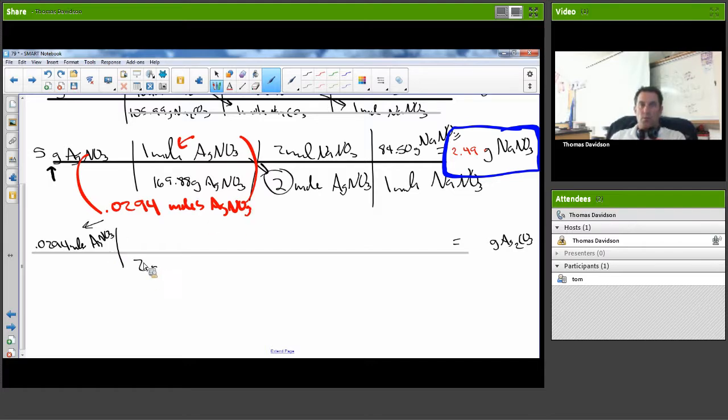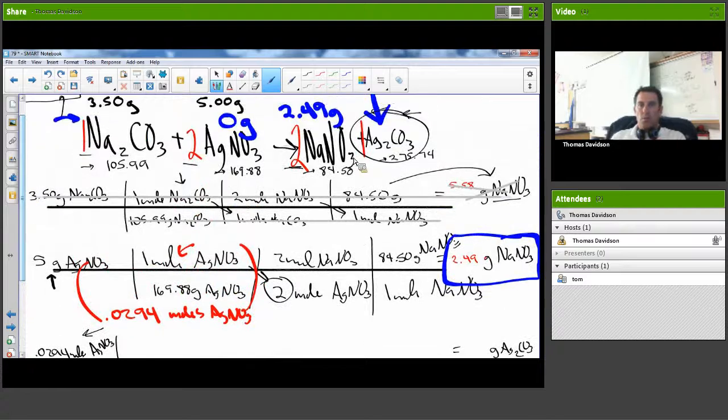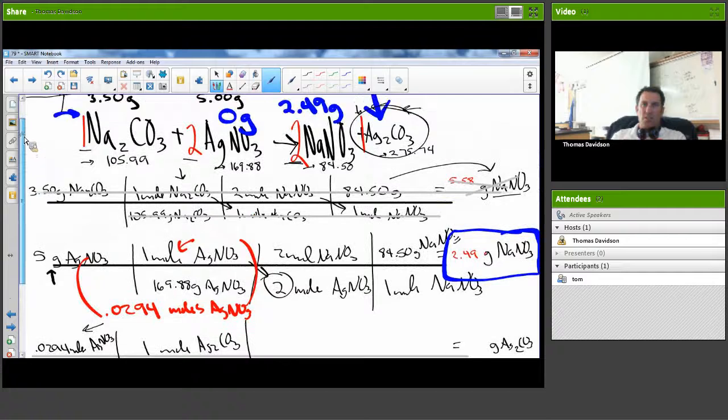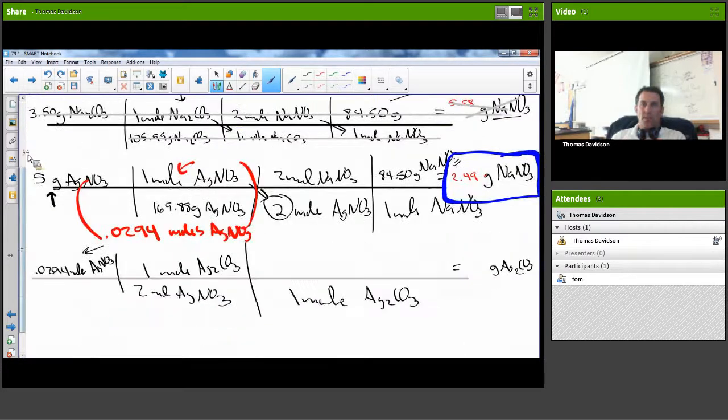I have 2 moles AgNO3 for every 1. If you look up here, there's a 1. So I have 1 mole Ag2CO3. Then for every 1 mole Ag2CO3, I come up here and I find the mass. Ag2CO3 is 275.74 grams. All right, and then I will do that math.